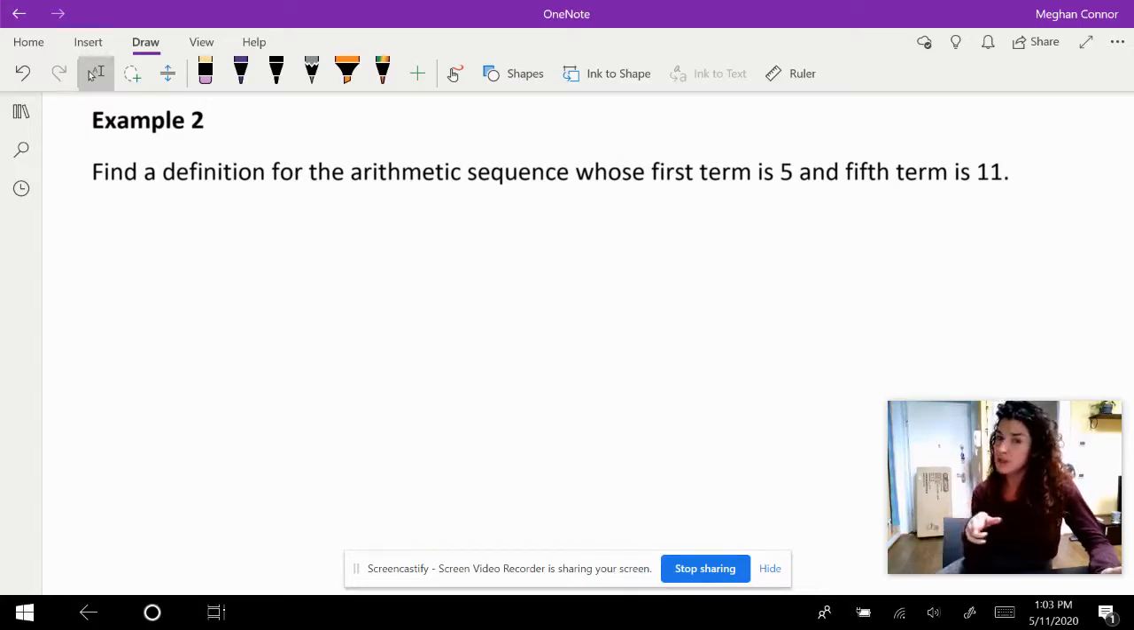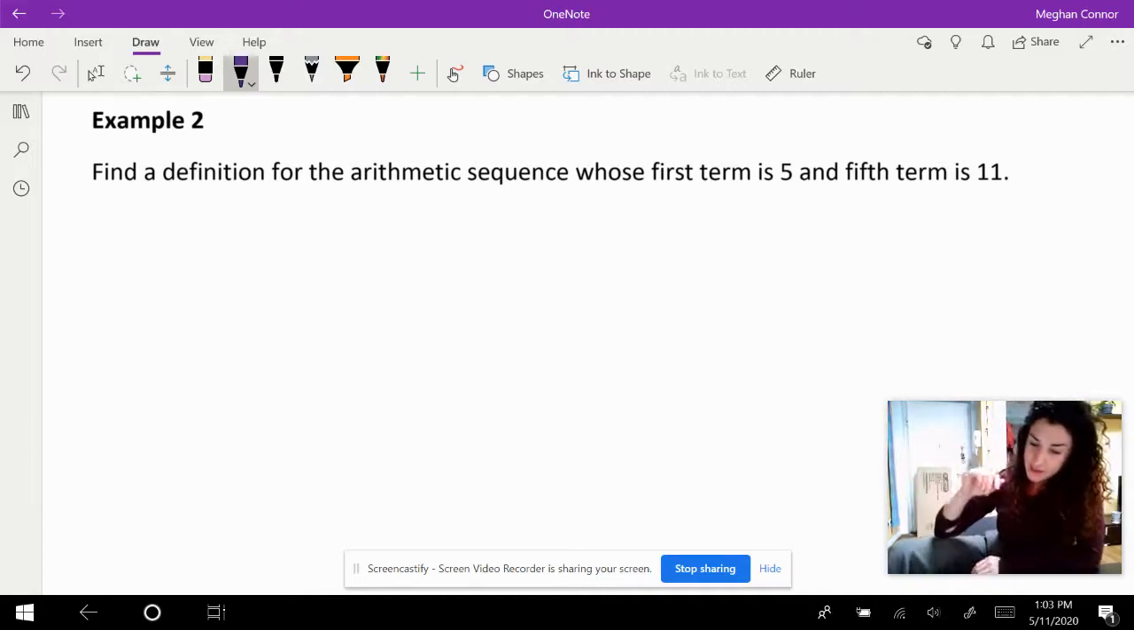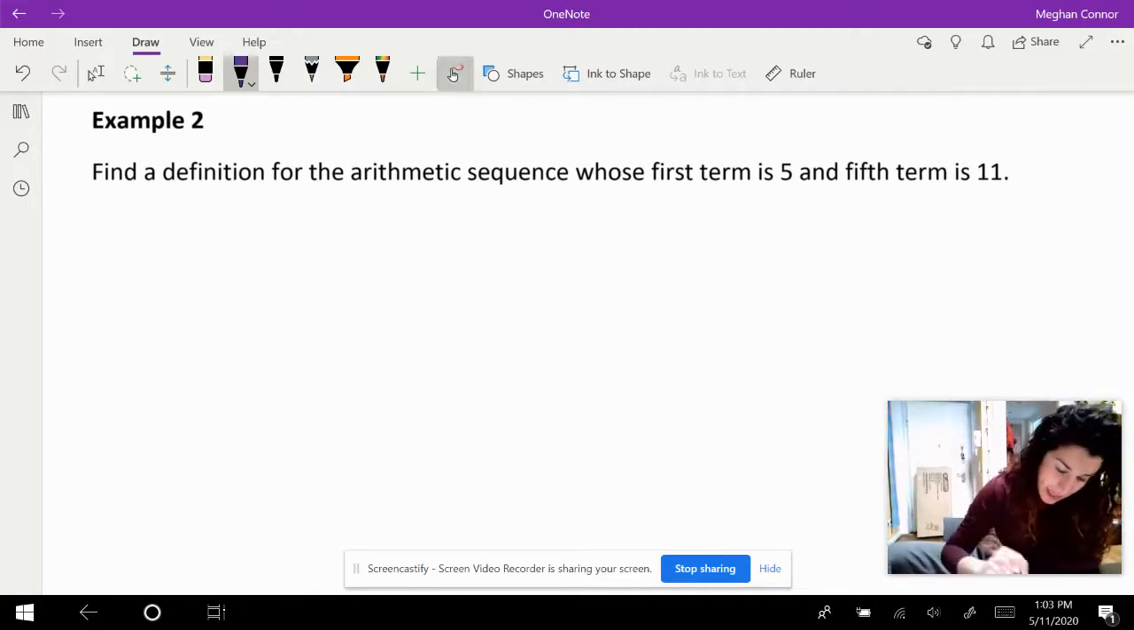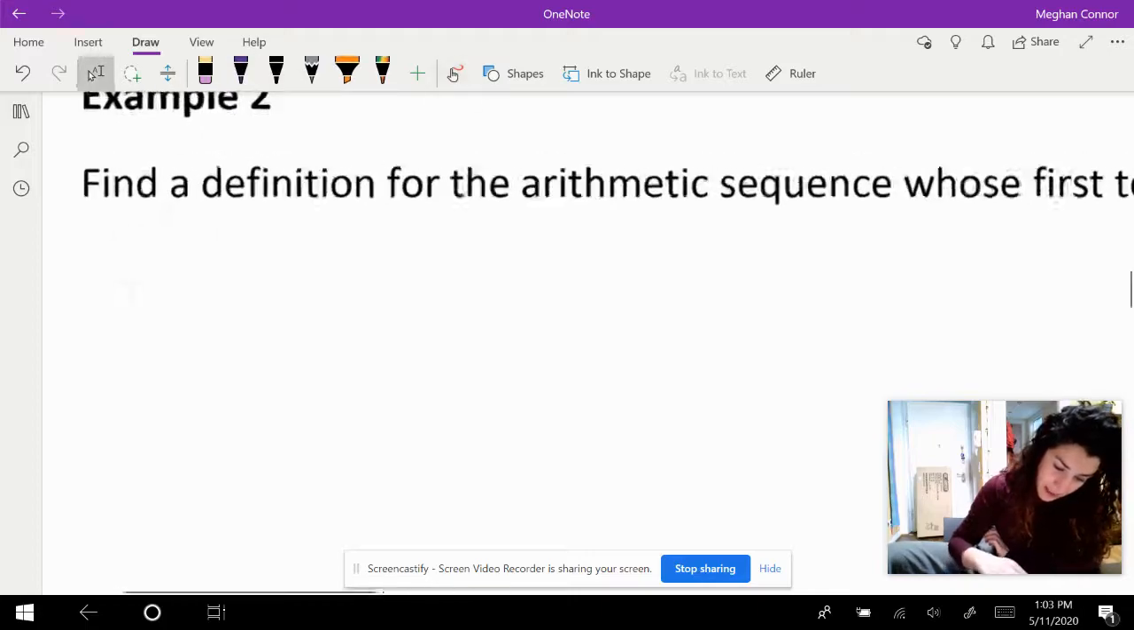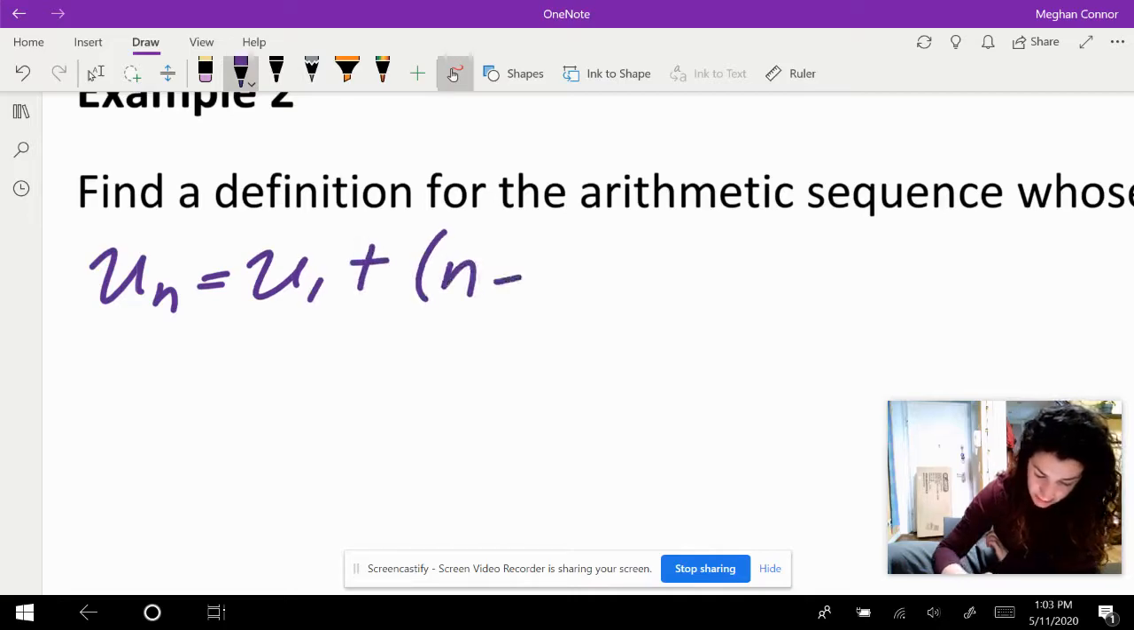We do know what the first term is, but we are missing some information here. We're told that it's an arithmetic sequence, and we need to find a definition. That means write a formula for it. So finding that definition, I'm going to write out my formula for an arithmetic sequence. U sub n equals u sub 1 plus n minus 1 times d.